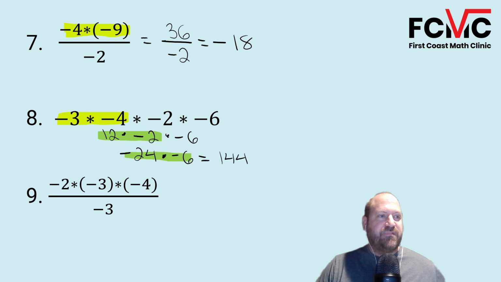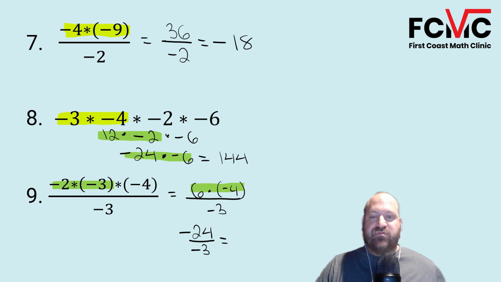Number 9, let's start in our numerator. I'm going to start with negative 2 times negative 3. Multiplying two numbers that are the same sign. So the sign of our answer should be positive. So we're going to get positive 6 times negative 4 over negative 3. Let's finish simplifying our numerator. 6 times negative 4. Now we're multiplying two numbers that are opposite signs. The sign of our answer there should be negative. So we're going to get negative 24 divided by negative 3.